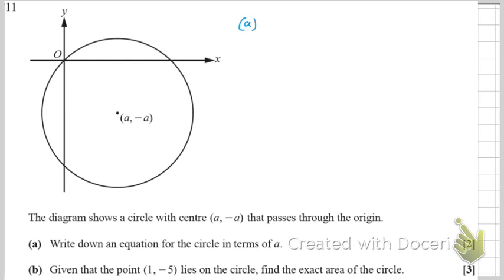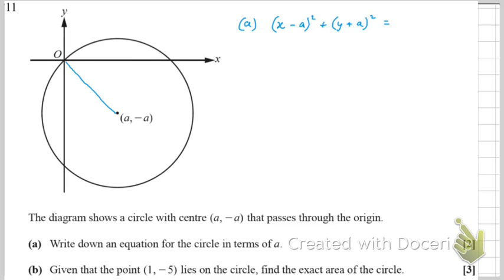Circles and coordinate geometry. So you're given the centre of the circle, so you can immediately write down the left-hand side of the circle equation. (x − a)² + (y + a)² equals, and then we need to know the radius of the circle. That's easily enough found.